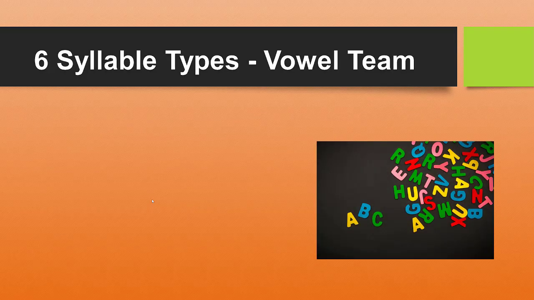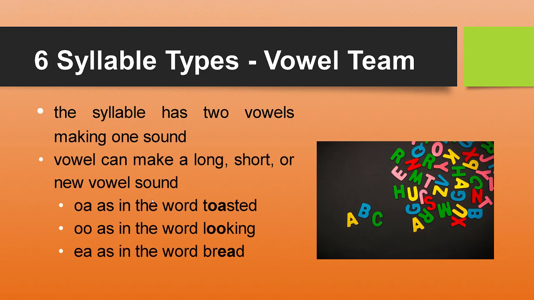The next syllable type is vowel teams. So in a syllable type of a vowel team, the syllable has 2 vowels making 1 sound. Vowels can make a long sound, can make a short sound, or it can make a new vowel sound. If we look at OA, as in the word toasted, the OA makes the long O sound. If I look at OO, as in the word looking, notice that the double O's make a new vowel sound. And EA, as in the word bread, makes the short E sound. So vowel teams can be long, short, or make a new sound.